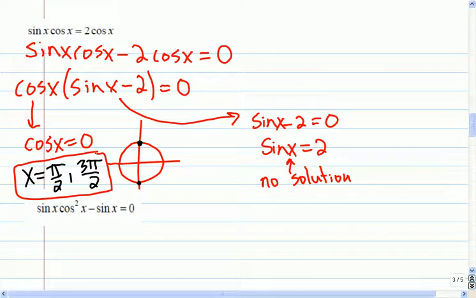Question, yeah? Sine x times cosine x minus 2 cosine x. Yes. And then it becomes cosine x times sine x minus 2. Yeah, it's really strange to get used to when you're first doing it. Let's just say that I call them m and n. Okay? So this would be mn minus 2n. So it's the n that I can factor out.